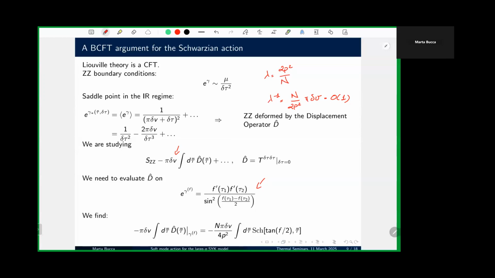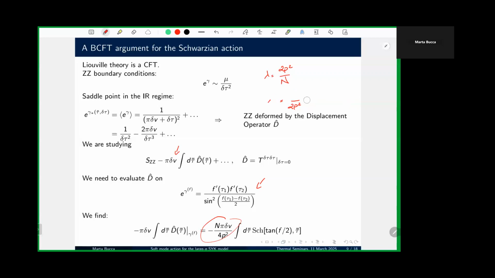And if we evaluate D over these configurations, because we can write down an expression for the stress energy tensor that is written in terms of e to the gamma over 2, and if we compute this contribution from the displacement operator, we find precisely the Schwarzian derivative, or the thermal Schwarzian derivative. And the prefactor that we have is n pi delta v over 4p squared.